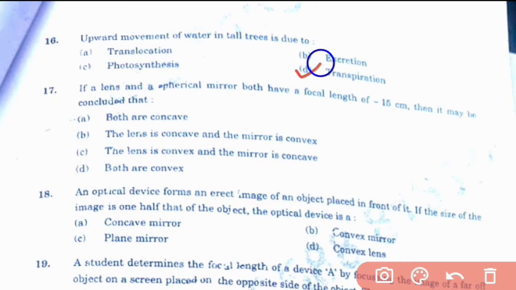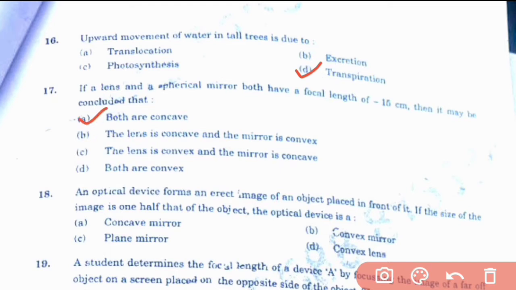Next question we have question number 17. If a lens and a spherical mirror both have a focal length of minus 15 cm, then it may be concluded that option number A, both are concave, option number B, the lens is concave and the mirror is convex, option number C, the lens is convex and the mirror is concave, option number D, both are convex. So the correct answer is both are concave.